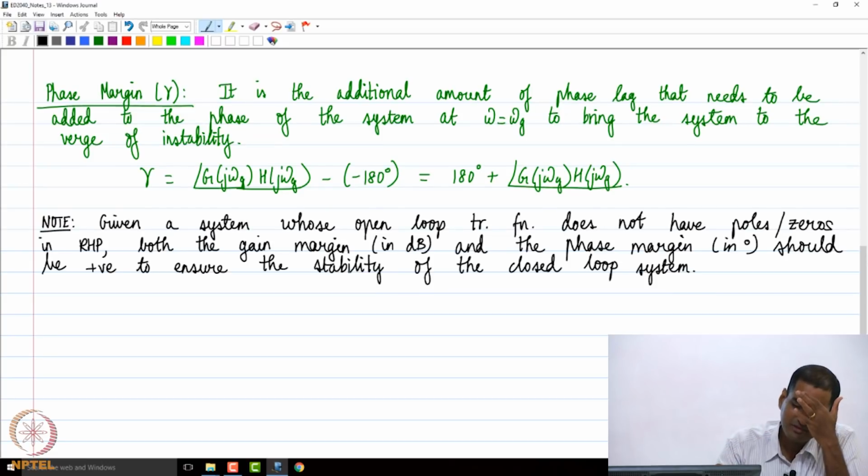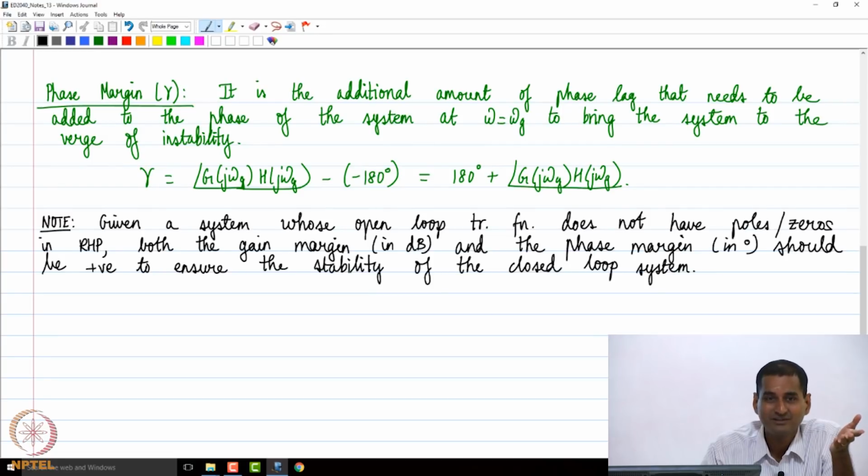If you want to ensure closed loop stability for a certain class of systems, which do not have open loop poles and open loop zeros in the RHP, you essentially make sure that the gain margin in decibels and the phase margin in degrees are positive, because gain margin can also be less than 1. It should be a positive scalar, because it is the reciprocal of the magnitude of the open loop sinusoidal transfer function at omega p.